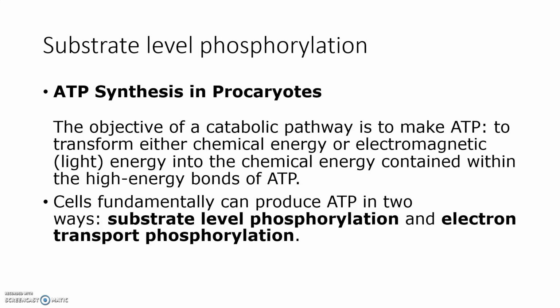Next coming is substrate level phosphorylation, the ATP synthesis in prokaryotes. The objective of the catabolic pathway, catabolic meaning breaking down, is to make ATP, to transfer chemical or electromagnetic energy into the high energy bonds of ATP. Cells can fundamentally produce ATP in two ways: substrate level phosphorylation and electron transport phosphorylation.